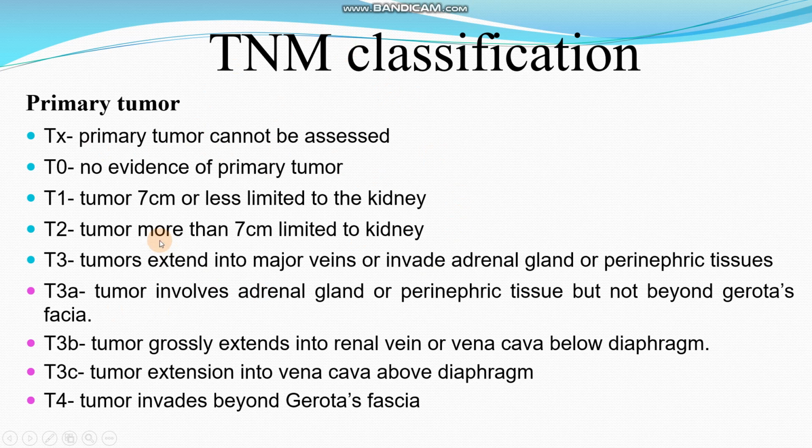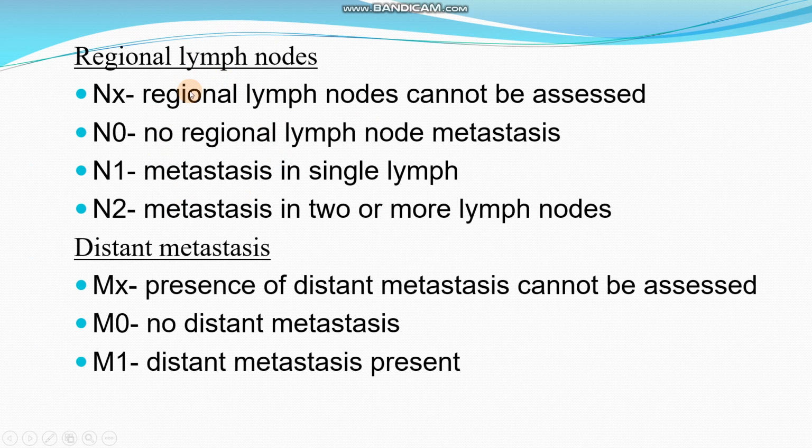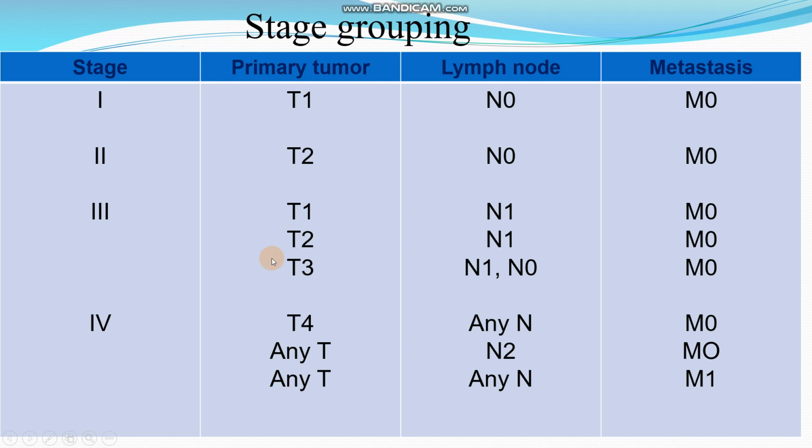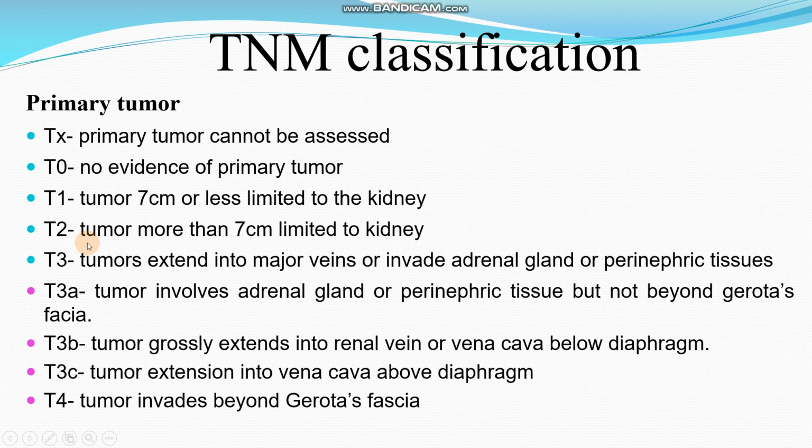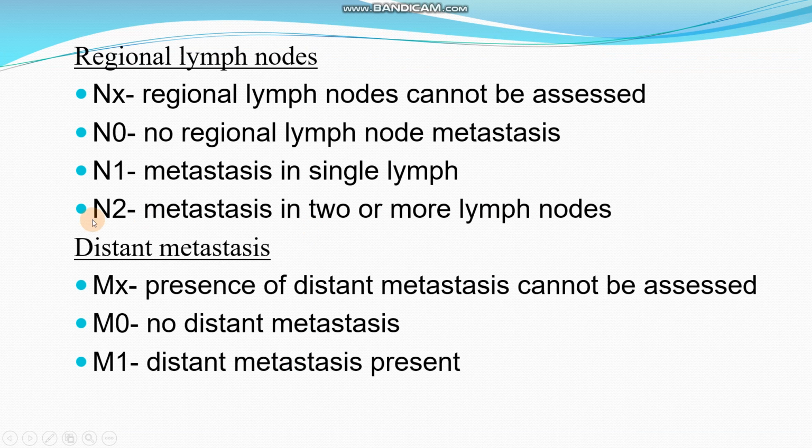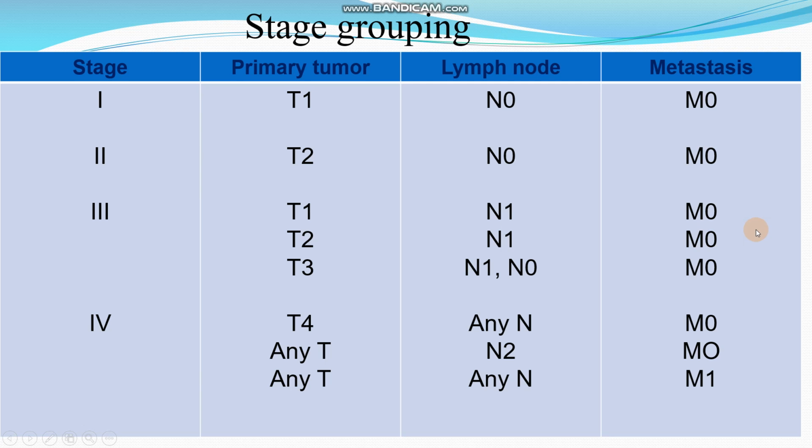TNM classification, you can read the TNM classification and stage accordingly. So stage also you have to read. In the WhatsApp group I will be asking what you mean by stage 1. You have to tell T1, N0, M0. What do you mean by stage 3? You have to tell any of these, for example T2, N1, M0. T2 means tumor more than 7 centimeter, which is limited to the kidney. N1, metastasis in a single lymph node. N0 means no metastasis. Similarly, you have to relate and study.